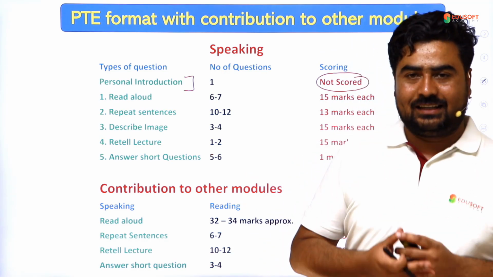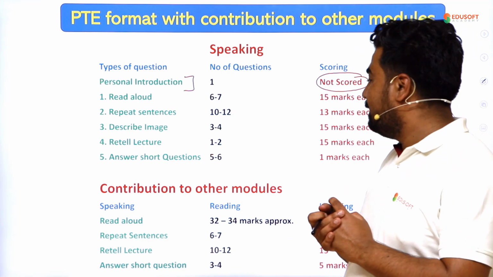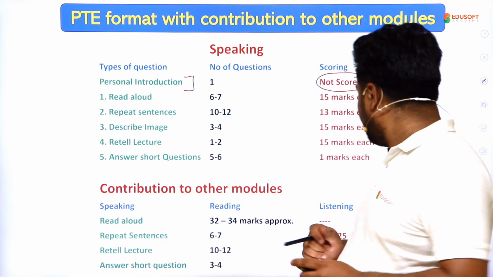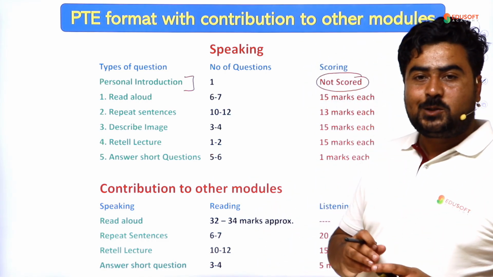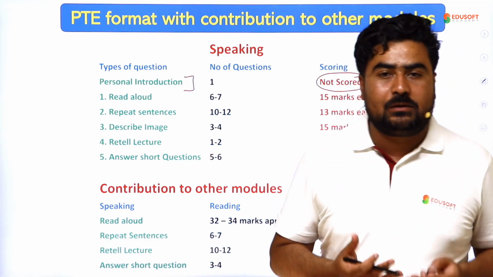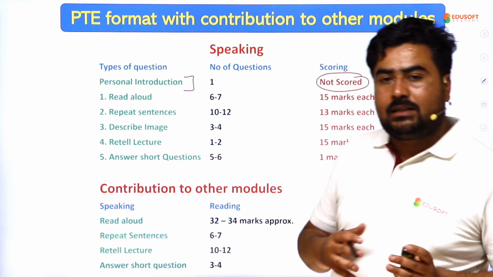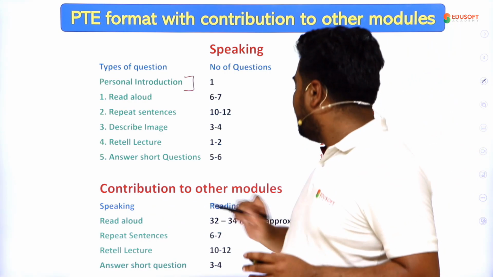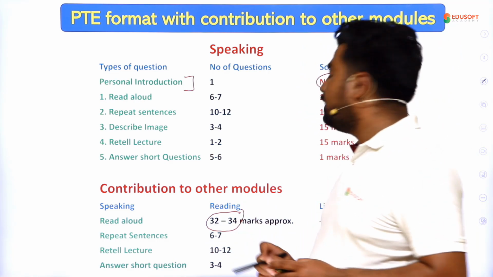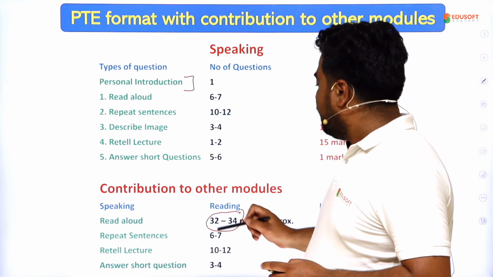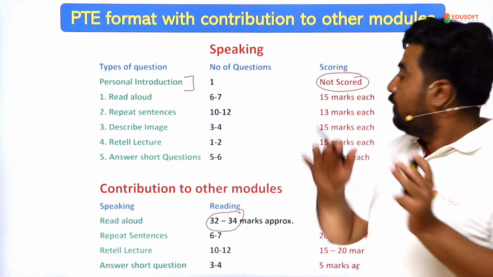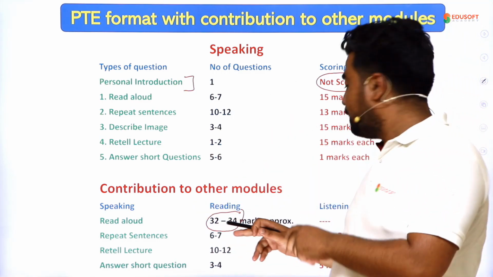Next and most important thing, the beauty of PTE is that these different modules are interconnected. While giving your speaking test, you will be getting marks in reading also and listening also. So you have to be very careful and conscious about the contribution table also. Let me describe it shortly. Read aloud will contribute 32 to 34 marks, as you can see here, to your reading test. Without giving the reading test, from your speaking section, your marks will go to reading as well.